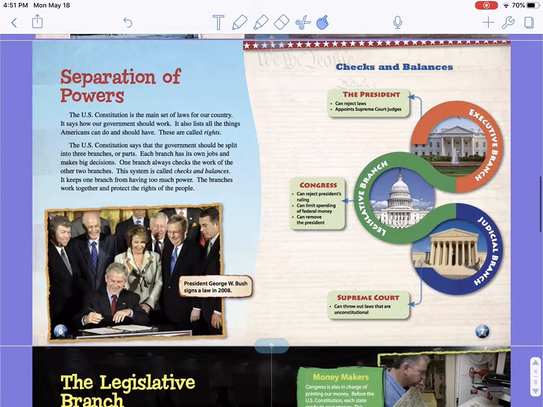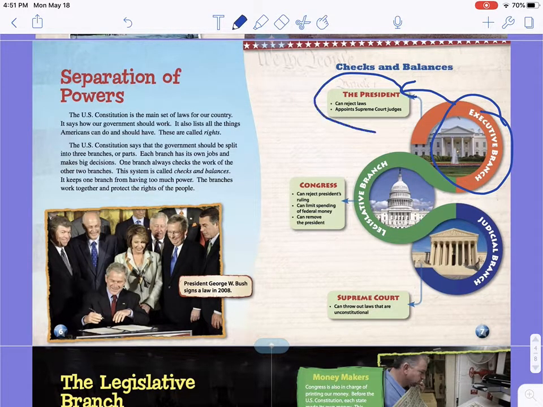So in the executive branch, we have the president, and we'll learn more about that next time. Today we're focusing on the legislative branch, Congress.